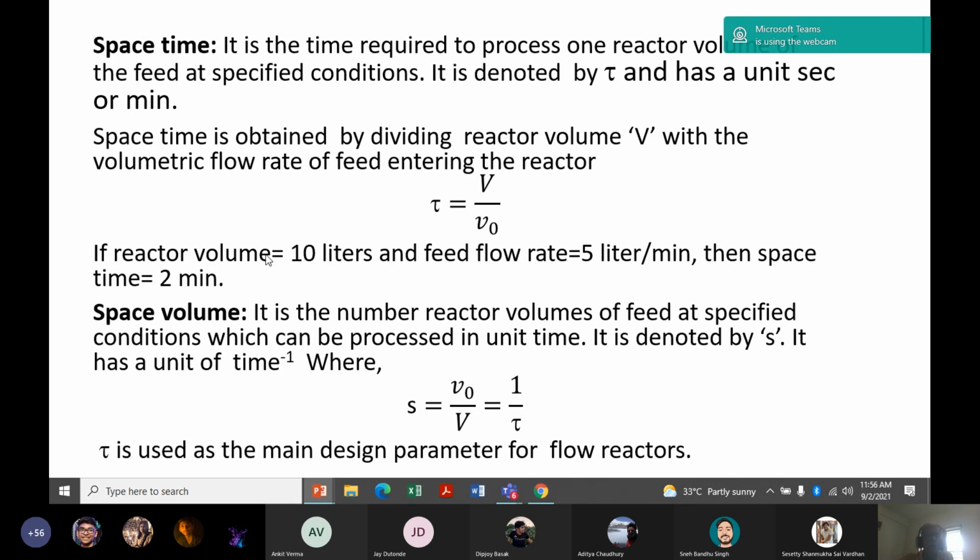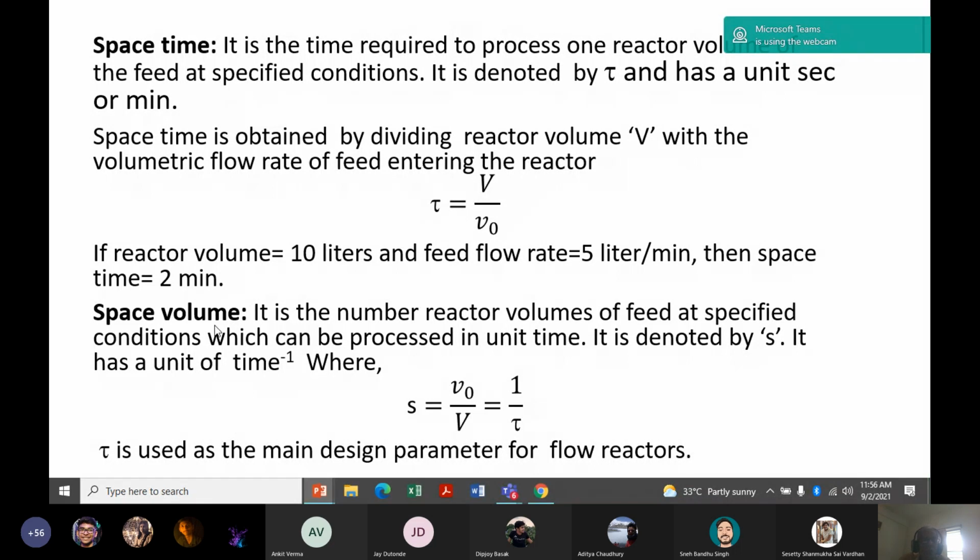Here an example is given. Reactor volume is 10 liters and feed flow rate is 5 liters per minute. Then what is the space time? That is 2 minutes. To process the complete reactor volume of 10 liters, it will take 2 minutes, because 5 liters takes 1 minute, and within 2 minutes 10 liters of material will pass through the reactor tube. So this is the relation between space time, reactor volumetric flow rate and volume.